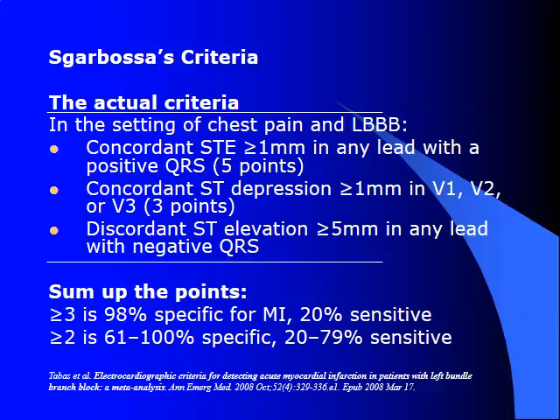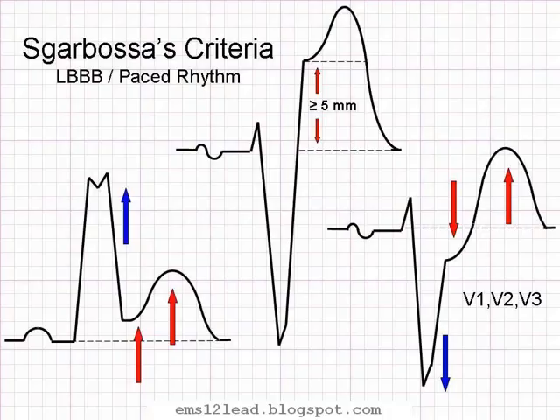Alright, so we'll look at a graphic here that should help explain it a little better. So here's our first criteria. Looking at the left-hand picture, we see our positively deflected QRS complex, and then we also have positively deflected ST segment and T wave. This is worth 5 points. Our second one here is our negatively deflected QRS with greater than 5 millimeters of ST elevation. This is worth 2 points.